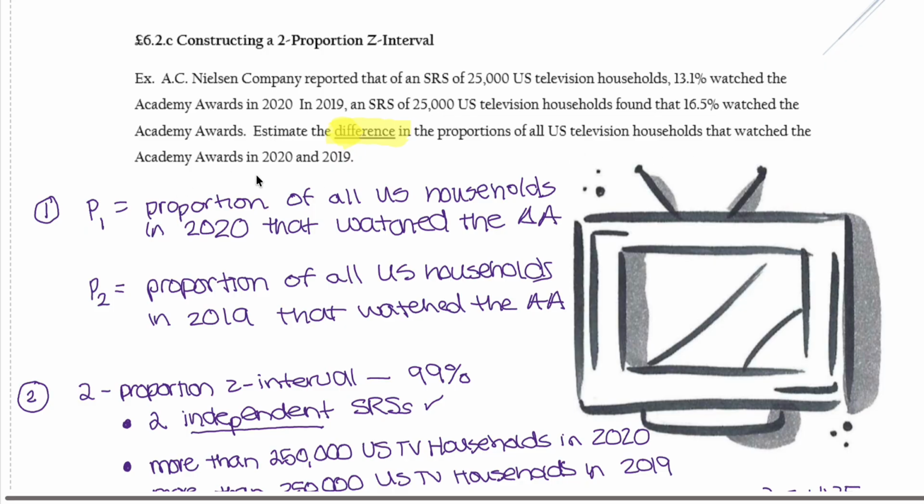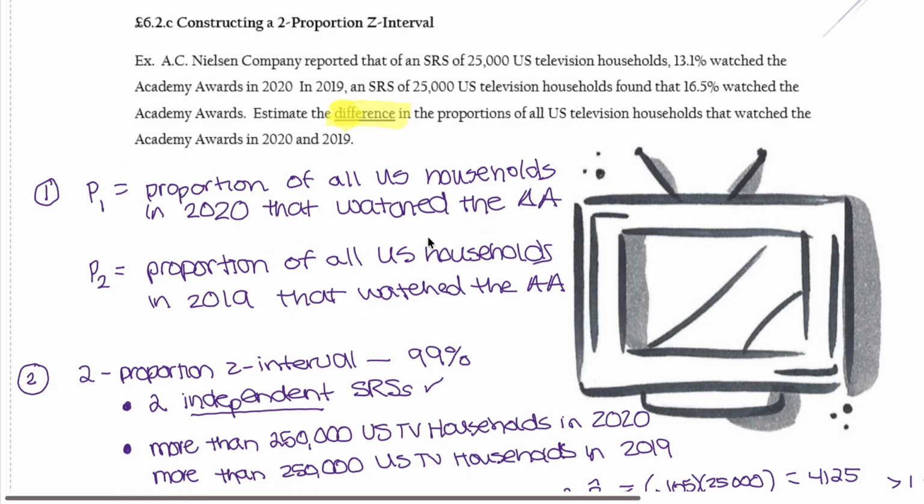So this is kind of different from all what we've done before. The questions that we did in the past were all about one proportion z interval, but right now we're doing a 2 proportion z interval. So you might have guessed we have to identify 2 p's, in this case p1 and p2. So p1 will be the proportion of all US households in 2020 that watched the Academy Awards, and p2 will be the proportion of all US households in 2019 that watched the Academy Awards. So this is the state part.